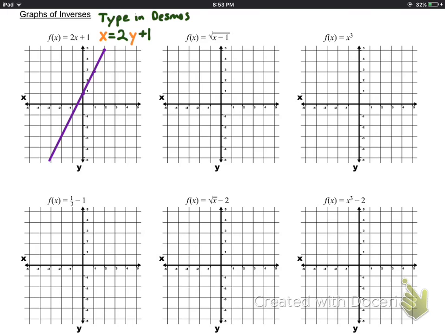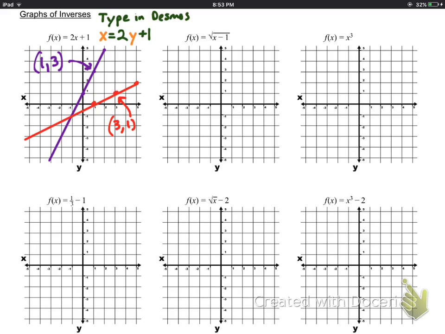Go ahead and type that into Desmos, and pause the video, and I want you to describe how the second graph relates to the first. Okay, so go ahead and type that into Desmos. Alright, if you type that into Desmos, hopefully you got an equation that looks like this.